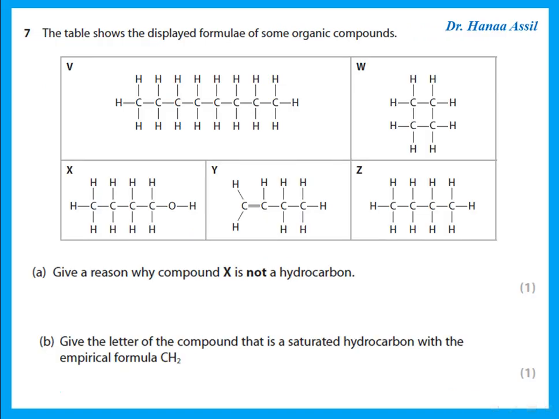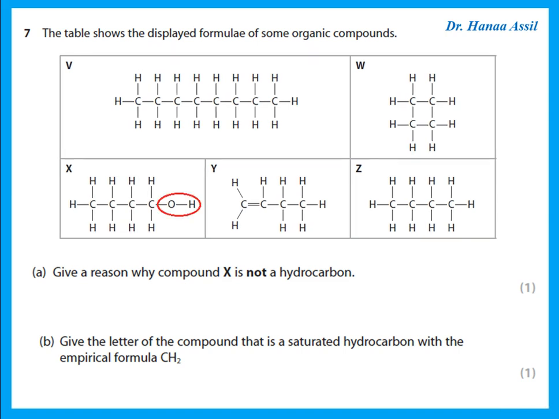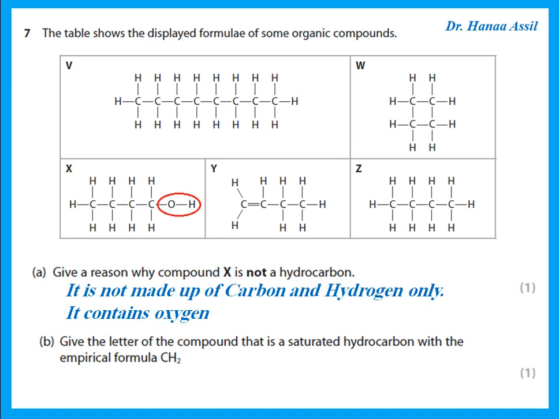The table shows the displayed formula of some organic compounds. Give a reason why compound X is not a hydrocarbon. Where is X? Can you see X? Is this a hydrocarbon? It's not a hydrocarbon because it's not made up of carbon and hydrogen only. It contains oxygen. And we said hydrocarbons have only carbon and hydrogen.